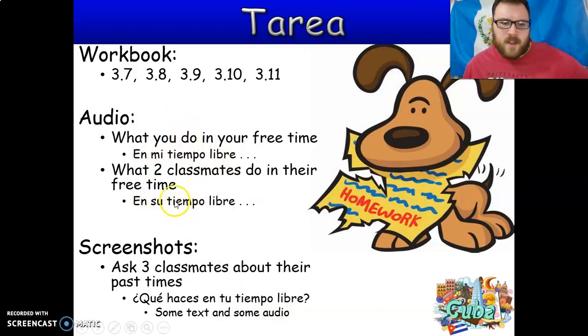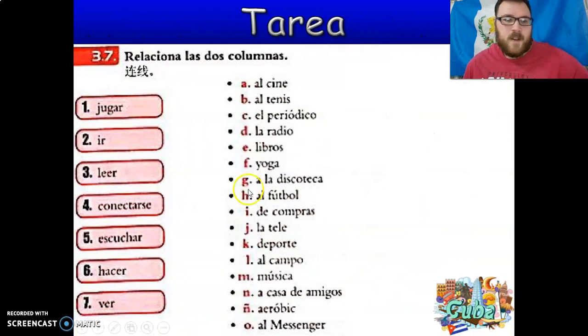And then here you report two of those people back to me, okay, in an audio. So you would say, en su tiempo libre, in his or her free time, he or she does this. Remember you gotta change the verb, the conjugation, for the he or she. So that should have you guys doing lots of stuff, and be really helpful with your speaking, changing the verbs, and all that. Cool. All right, let's look at the homework.